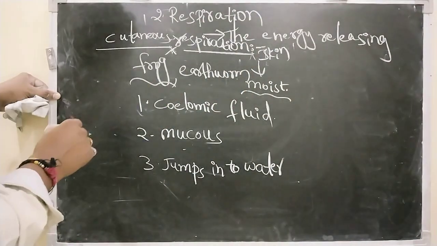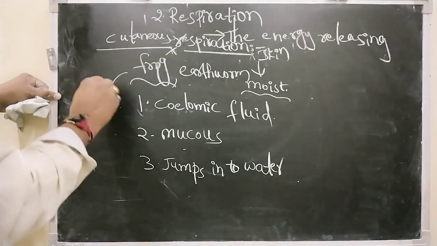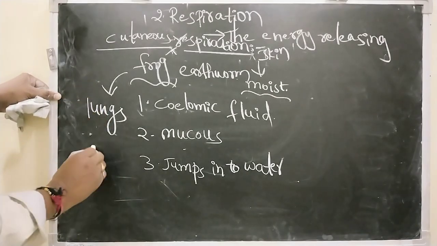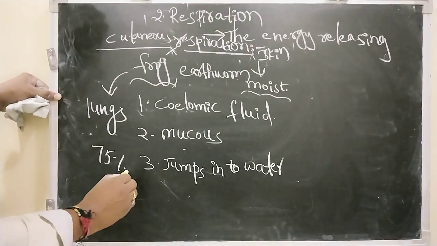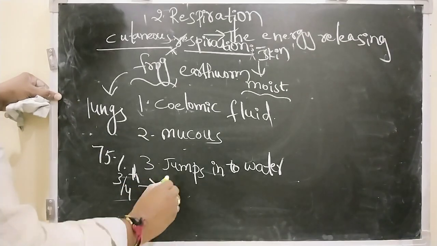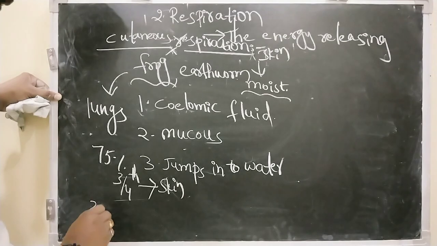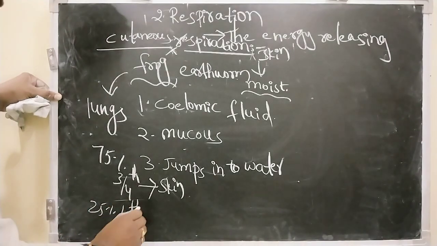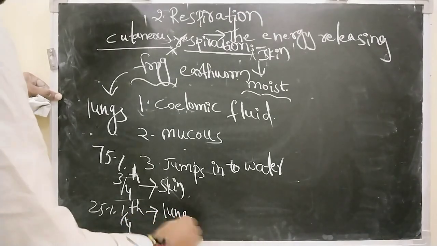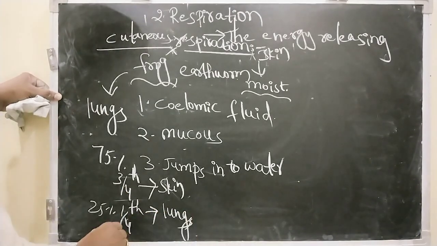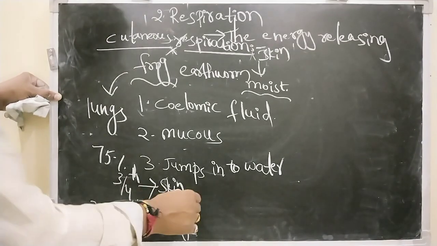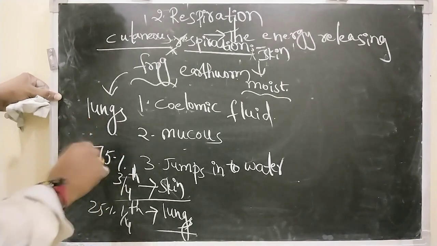One more important point: the frog also contains lungs. But 75% of the respiration, or 3/4 of the respiration performed by frogs, is through the skin only. Only 25%, meaning 1/4, is performed through the lungs. Whenever it is on land, it performs respiration through lungs, and mostly it performs respiration through skin only. So mostly it lives in water.